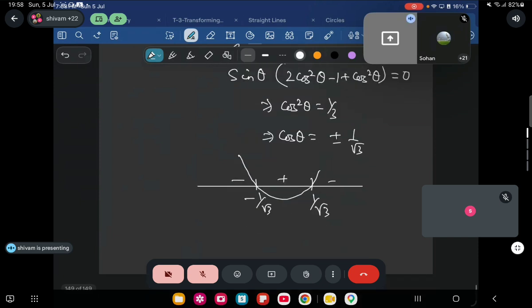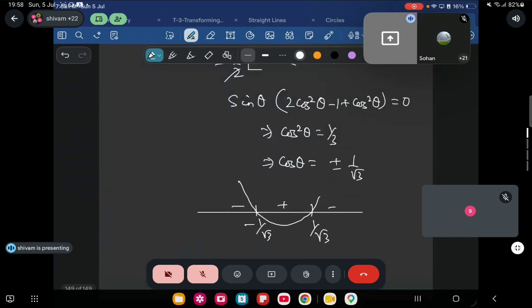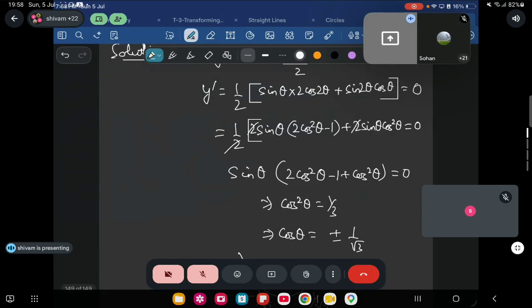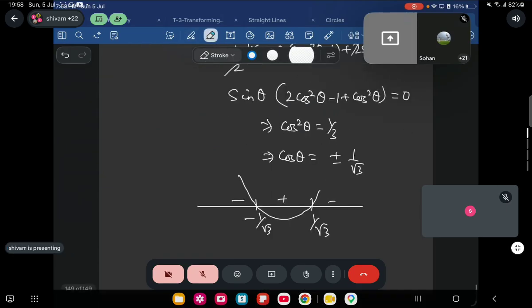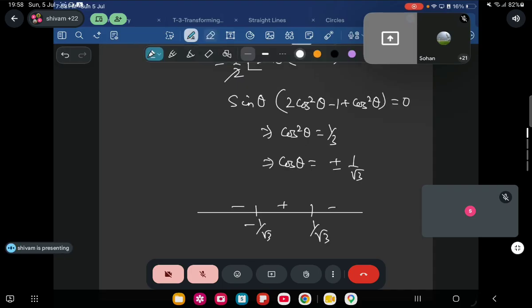Wait, have I drawn the graph correctly? 3 cos theta minus 1. Oh, sin theta is also there now. So for something negative, that will become negative only. The sin square theta will always be positive. I'm talking about y dash. So I think this is how the graph will look like. dy by dx is changing its sign from positive to negative. Wait, I think I drew the previous graph correctly.